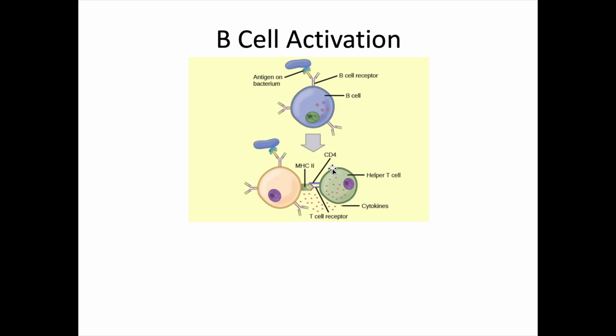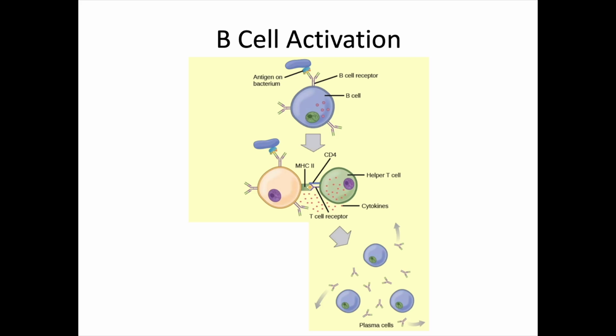But what they're doing is they're sort of co-signing this. Like, hey, I've encountered this bad thing on my MHC2. Is it okay to proceed? The helper T cells are going to say, yep, it's okay to proceed. They're going to cause this particular B cell to clone itself.